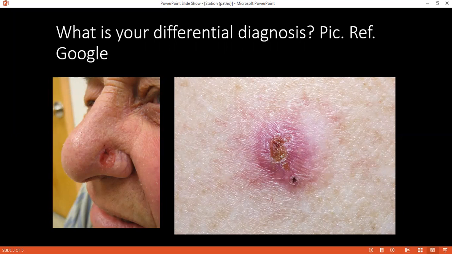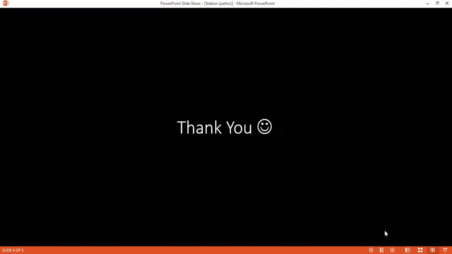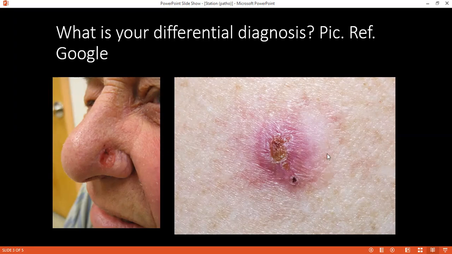What is this crest in the middle? There is granulation tissue on the base.